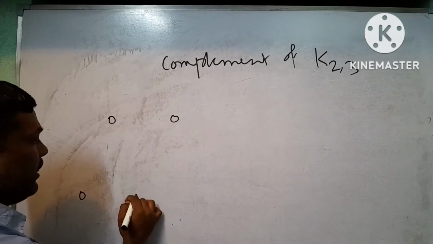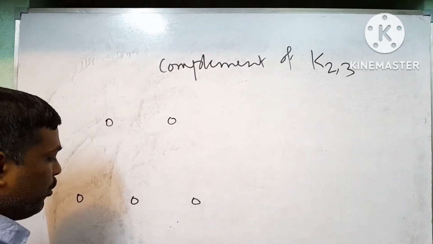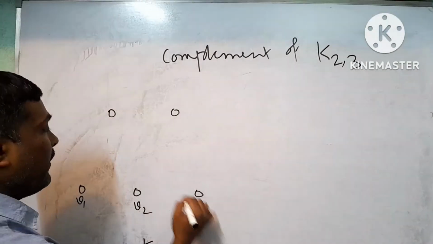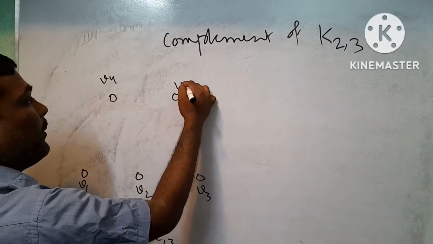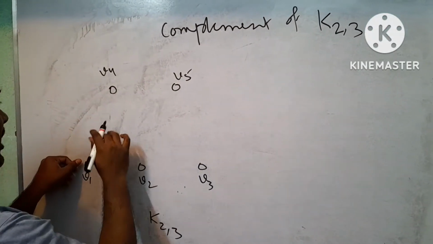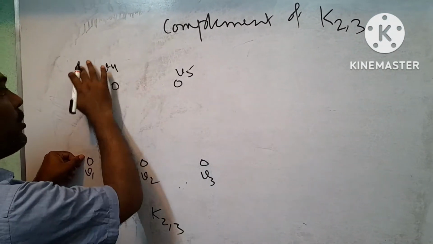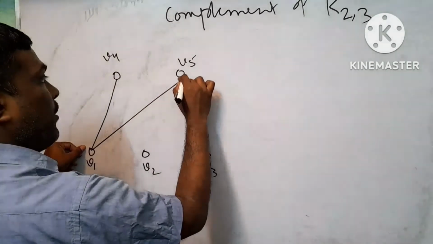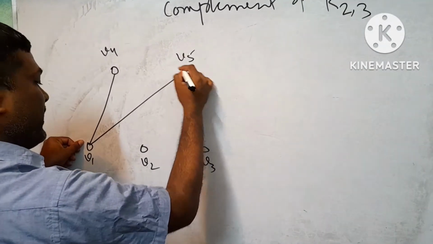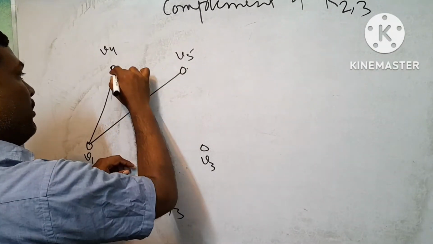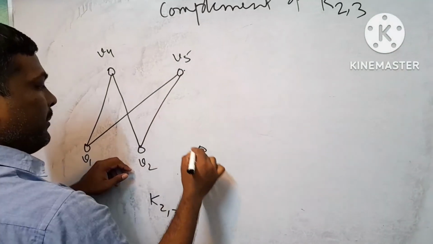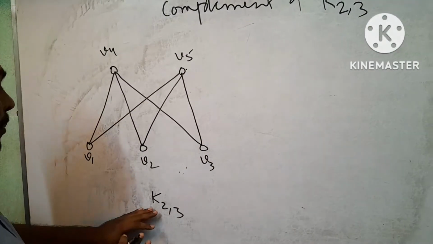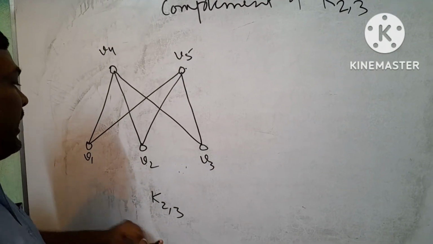This is the graph K2, 3. Suppose this is V1, V2, V3, and this is V4, V5. V1 is adjacent to all the vertices of this portion, V4 and V5. This is a complete bipartite graph. V2 is adjacent to V4, V5. V3 is adjacent to V4, V5. This is complete bipartite graph K2, 3.